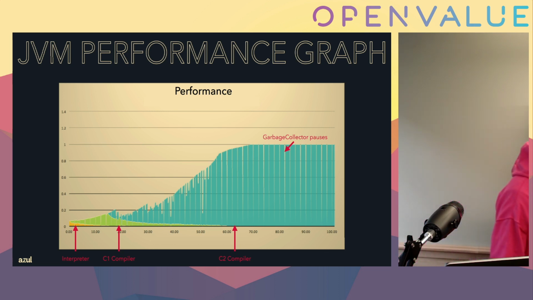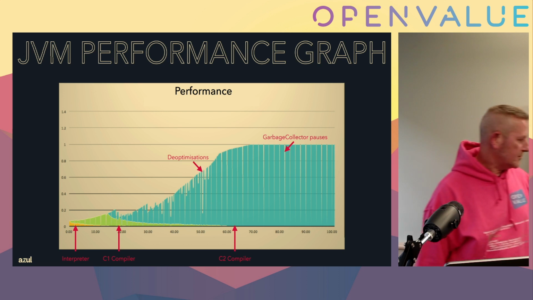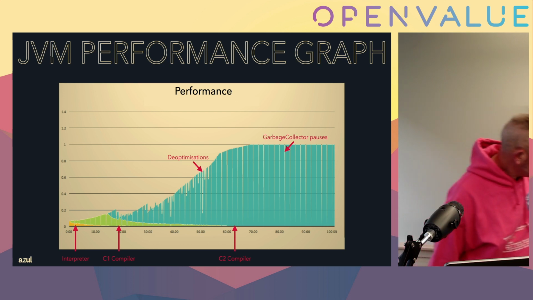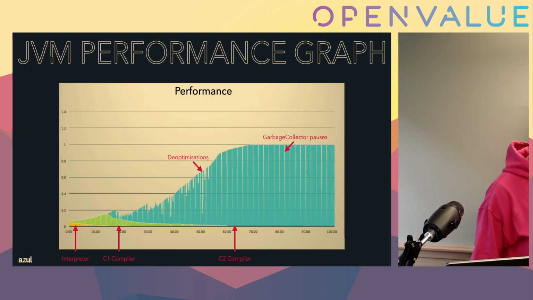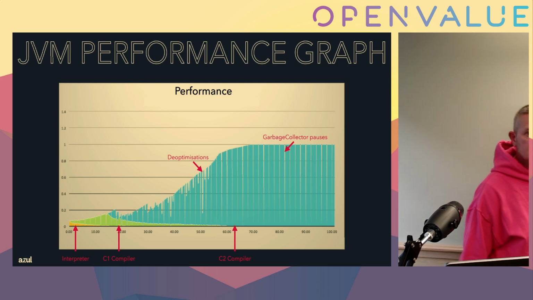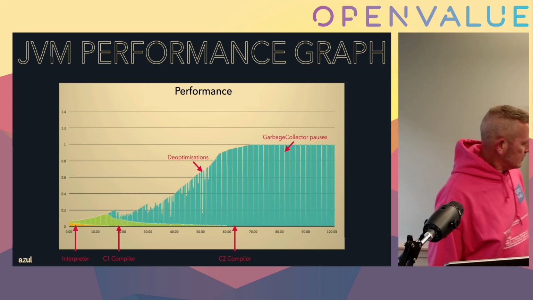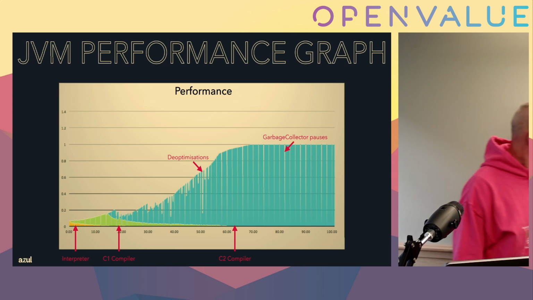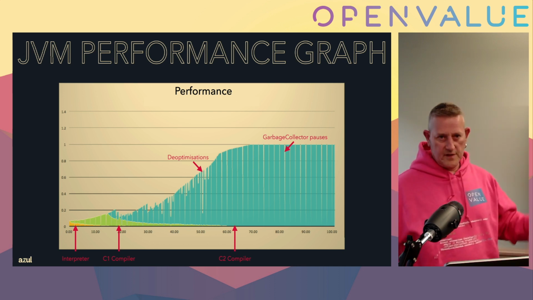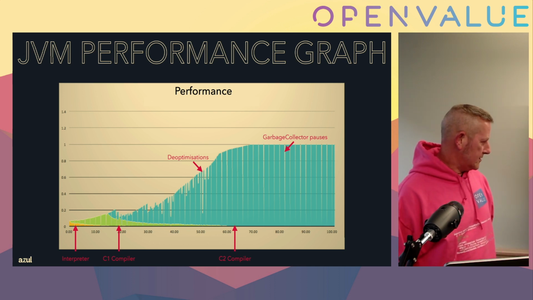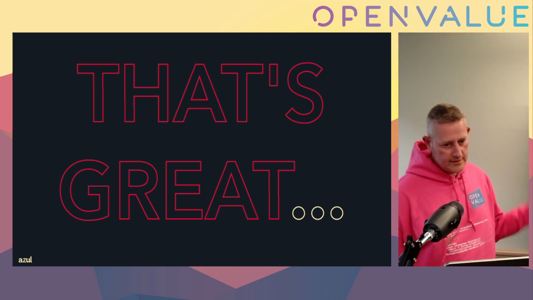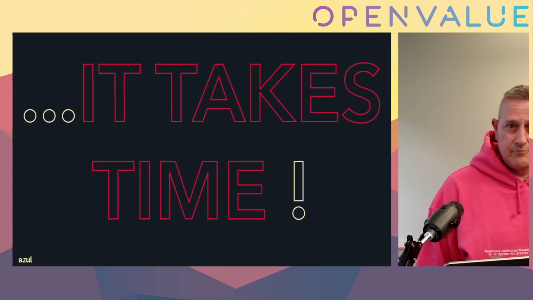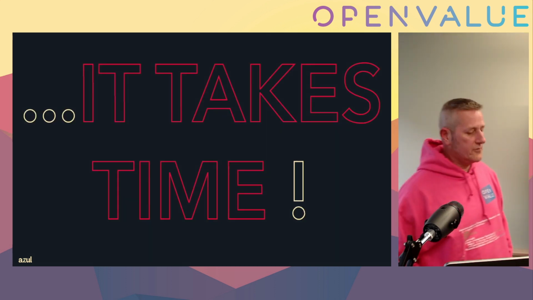Then we see these big gaps here. And this is the de-optimization. And you see here, for example, the compiler was already, the code was fast, and suddenly something happened, and then it drops to this point, and then again goes through interpretation, C1 and then C2 again. So that's okay. We know this is the warm-up phase of your application in the JVM, and that's all great, but it takes time, right? It doesn't come for free.